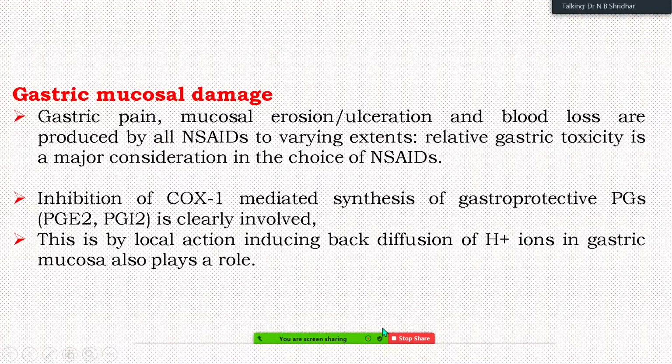And inhibition of the COX1 mediated synthesis of the gastroprotective PGs is clearly involved, and local action inducing back diffusion of hydrogen ions in the gastric mucosa also plays a very important role. PGE2 and PGI2 are the two important prostaglandins inhibited by COX1. So whenever NSAIDs like aspirin, the earlier generation, are given, COX1 is inhibited, and the production of mucin as well as bicarbonate is inhibited by the PGE2 and PGI2 inhibition.